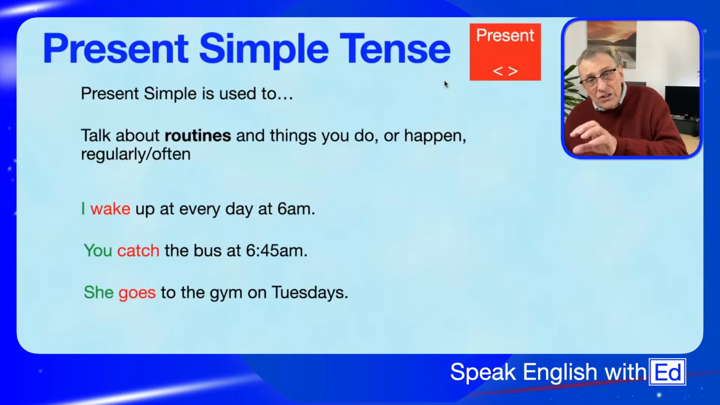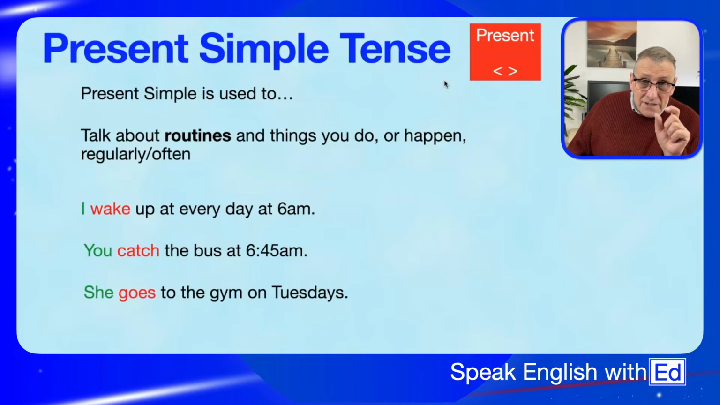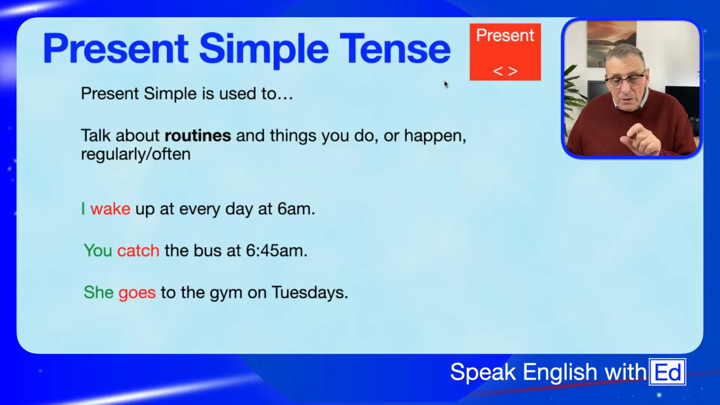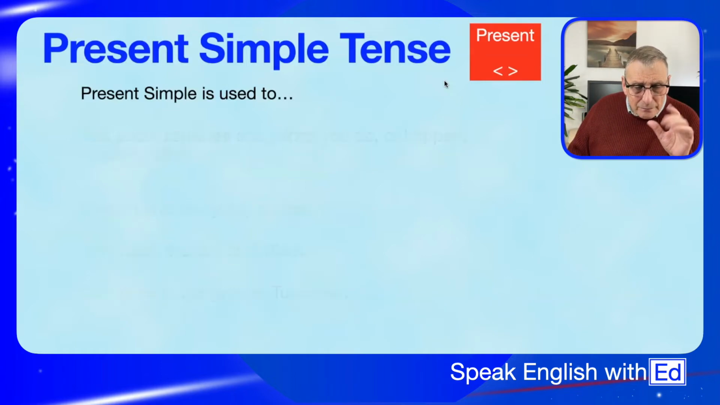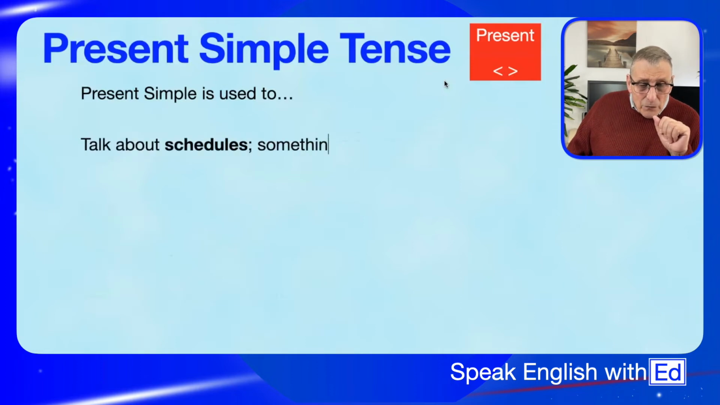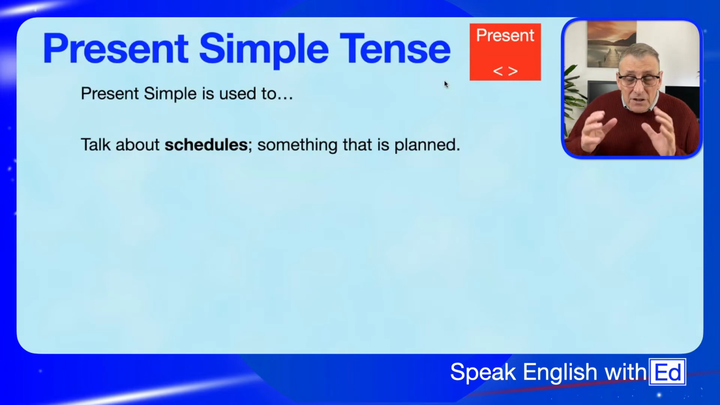She goes to the gym on Tuesdays. She, different pronoun. Goes is the form of the verb go, to go, that matches the pronoun she. So she goes to the gym. Notice the verb and the pronoun must match. I can't say this too often, but they must match. So we talk about schedules as well in the present simple tense.